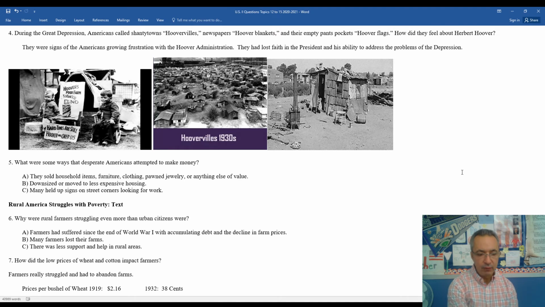Many farmers lost their farms. There's less support and help in rural areas than in the big cities. When you think about even government assistance, it's more likely to go in and help the masses as opposed to a small 200 or 300 person town community.